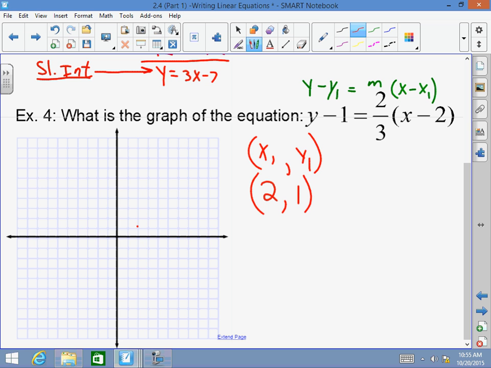What's my slope, y'all? So up 1, 2 over 1, 2, 3. Down 1, 2 over 1, 2, 3. And that's it. You're done.